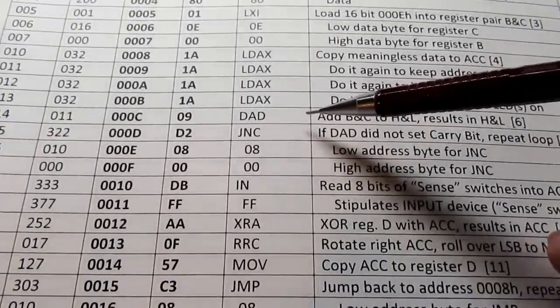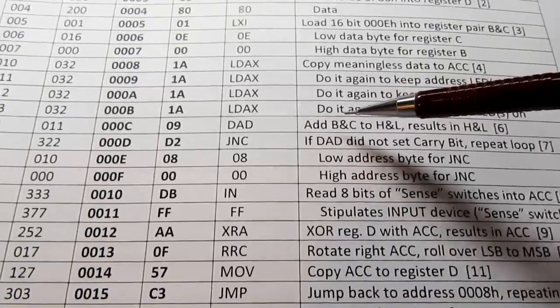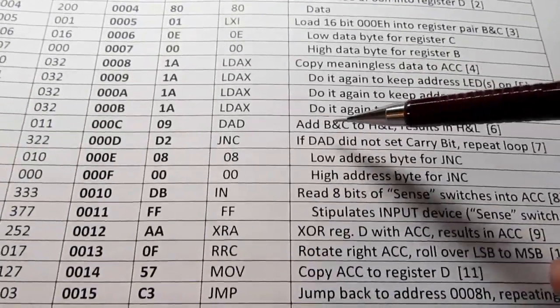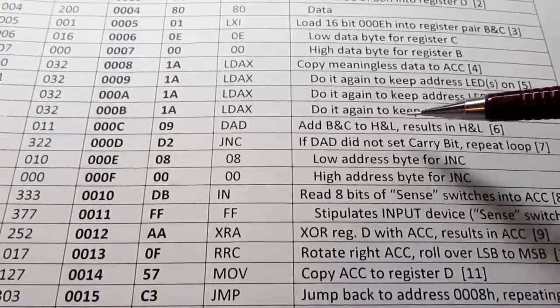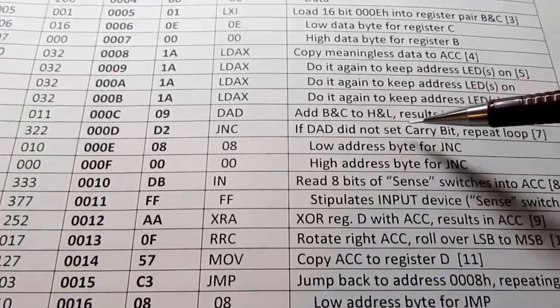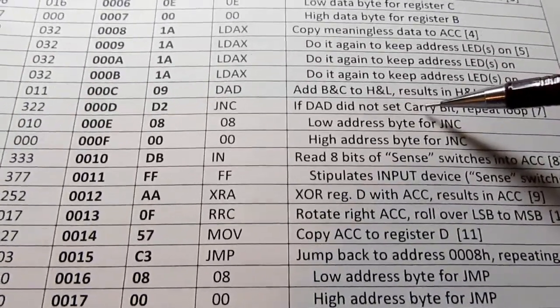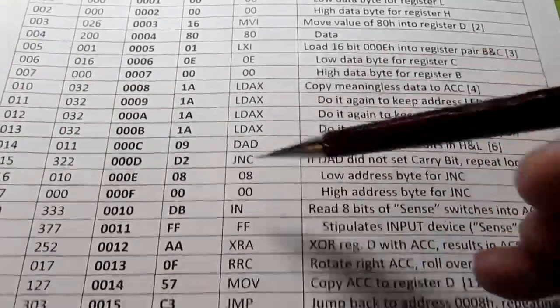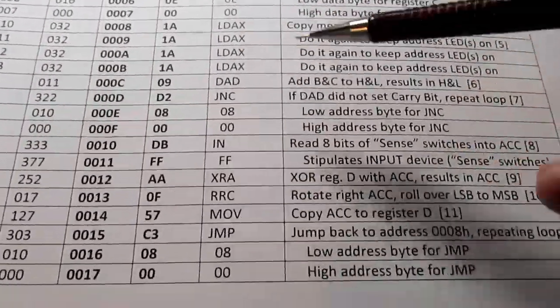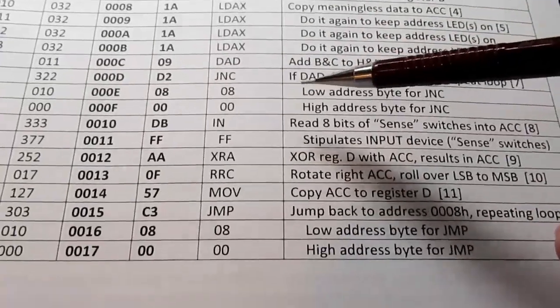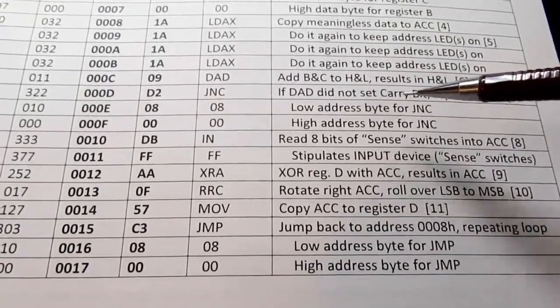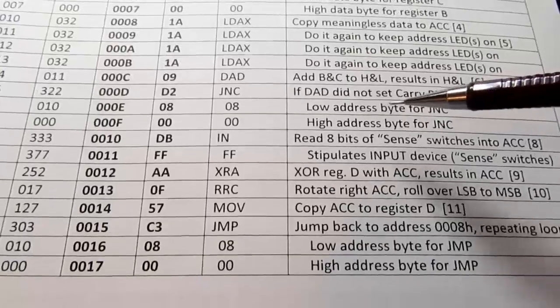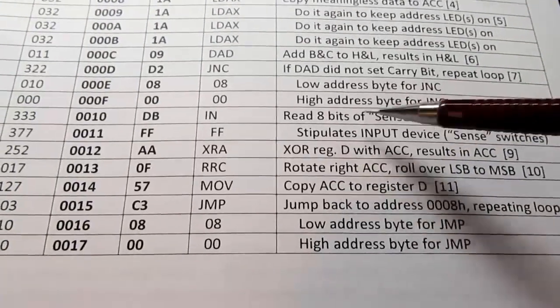Increment, or not increment, but increase the value in H and L by adding the B and C value to it. Check to see if that resulted in a carry. If it does not, go back and repeat again so you're in that timing loop. Once you bust out of the timing loop, when you've maxed out the H and L value, now you can read in the switches again.